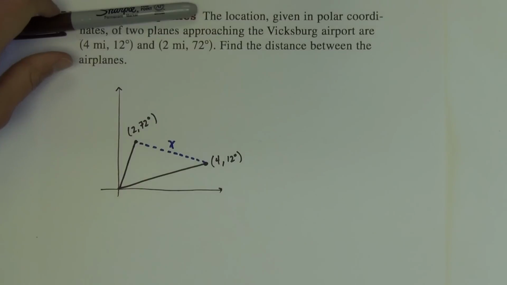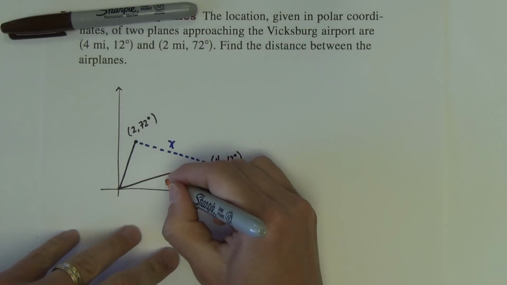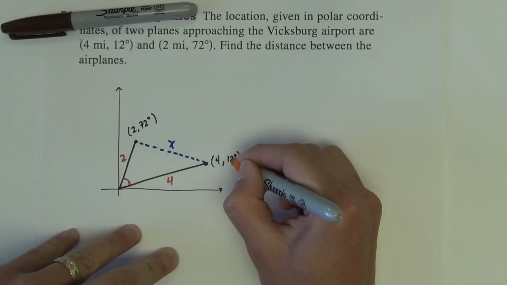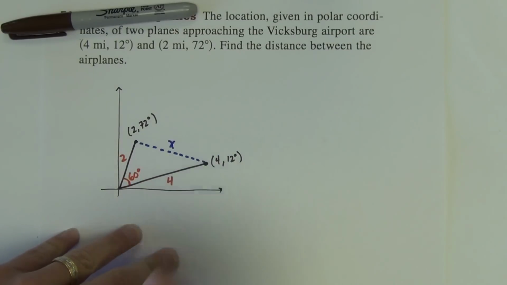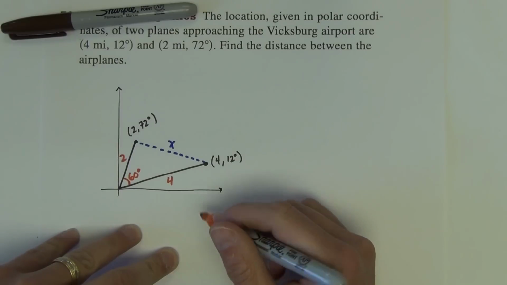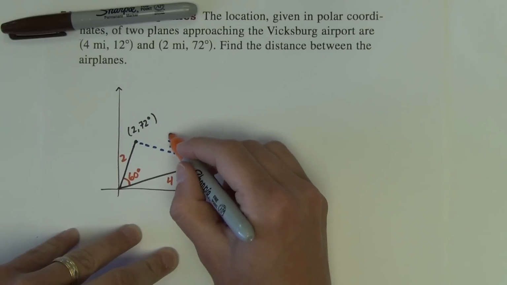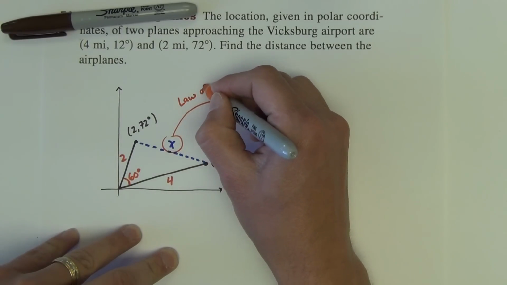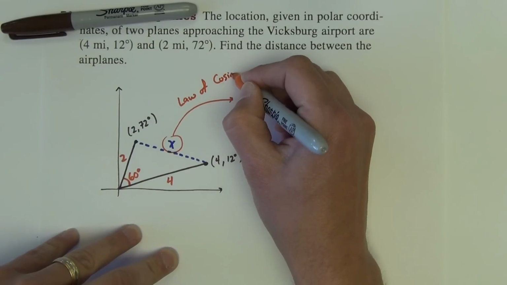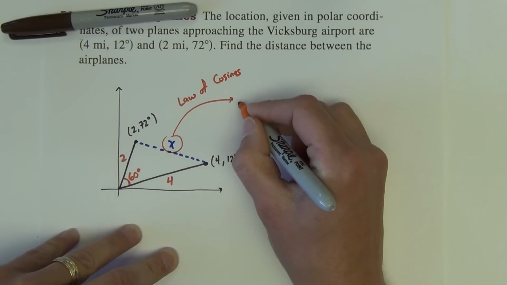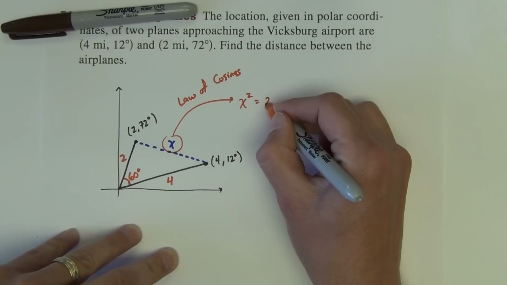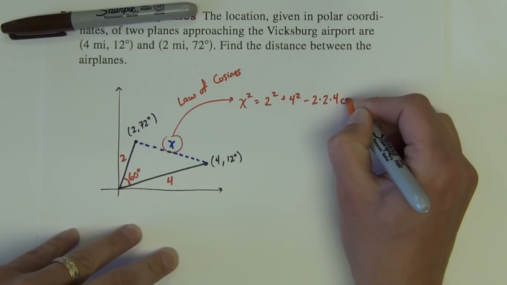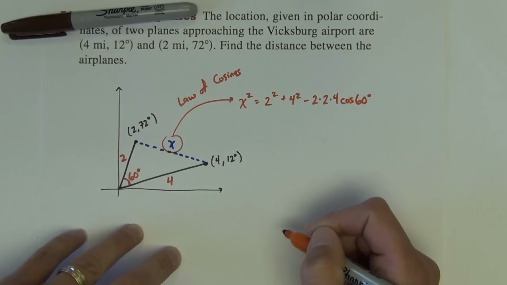Okay. Well, so what do I know so far? What I know is that this distance is 4, this distance is 2. If I find the difference between these angles, I'd find that this angle is 60 degrees. We have a way to find x using the law of cosines. Whenever we have a side angle side, it would say that x squared is equal to 2 squared plus 4 squared minus 2 times 2 times 4 cosine of the angle between them.